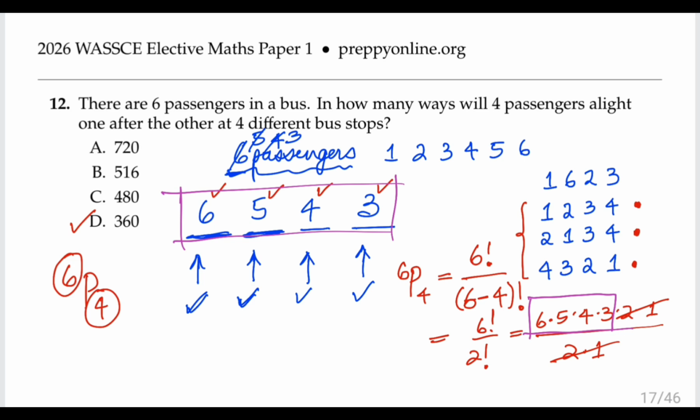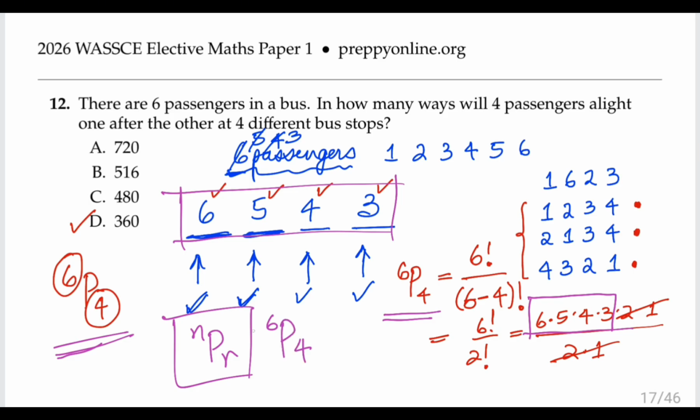So if you understand what this expression means, 6 permutation 4, or in general nPr, then in this question you can quickly say that the answer is 6P4.